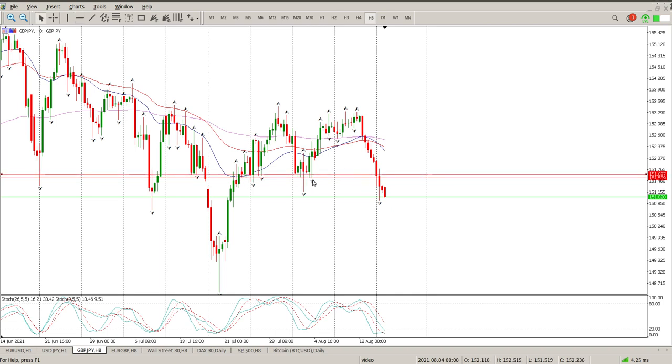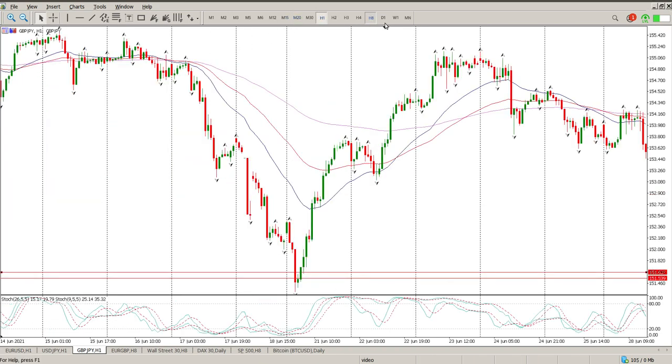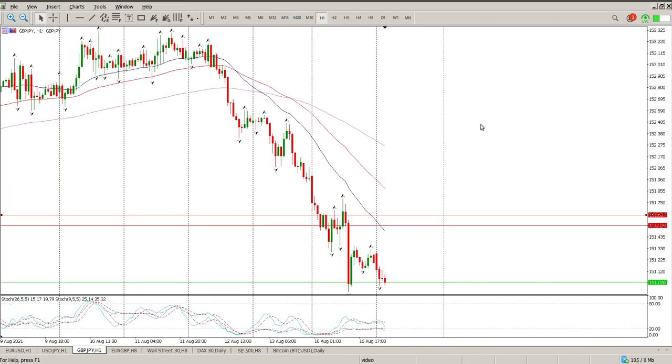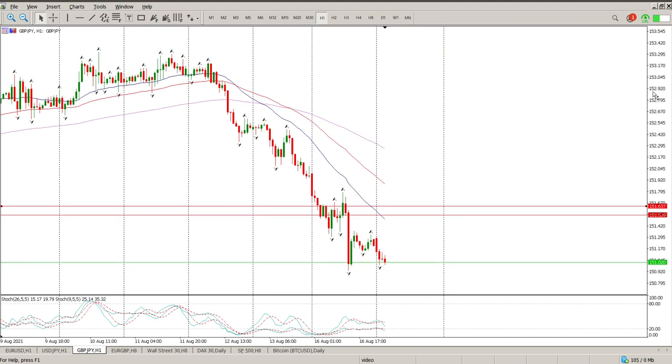You can see that's the level, that's the next level. There's nothing really further up. The next one is all the way up here. And if we're looking for sure bet trades, it's a difficult way.